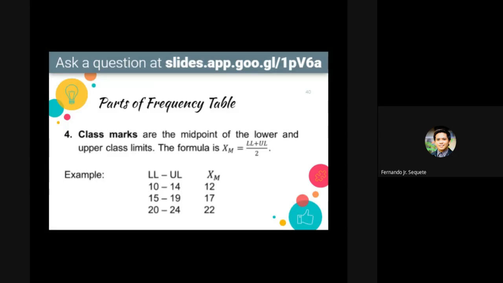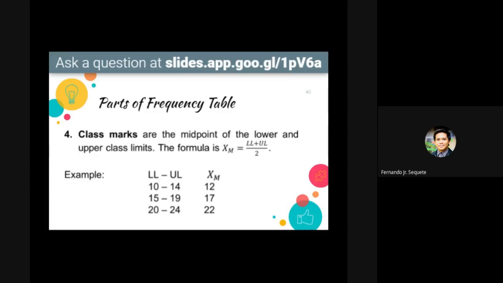The class mark is also known as the midpoint. When we say class mark, children, some problem sets or statistics books use the word midpoint instead of class mark. So class mark is also known as midpoint. It is the middle of your lower and upper limit. Here we use the formula: add the two limits and divide by 2. So that is our class mark. That's how we do it.